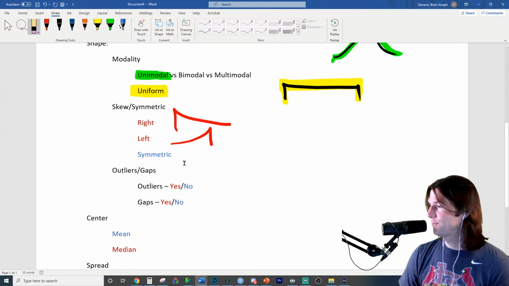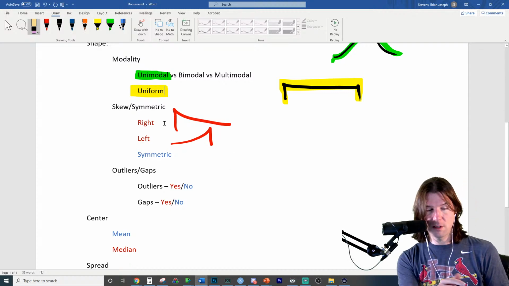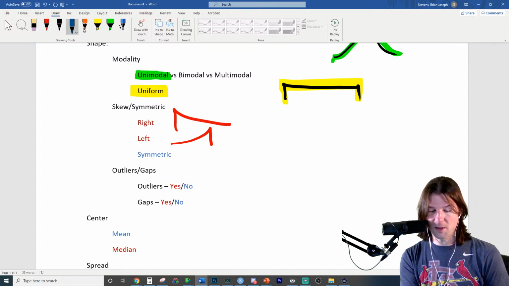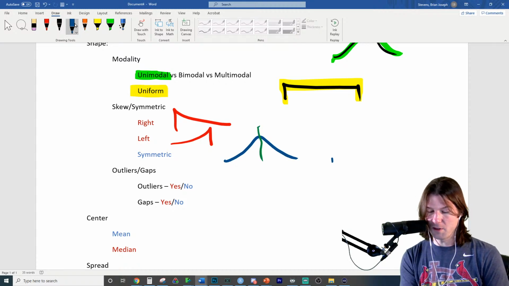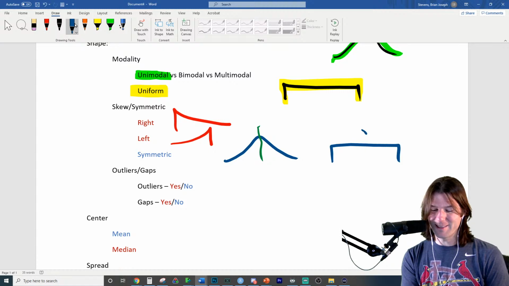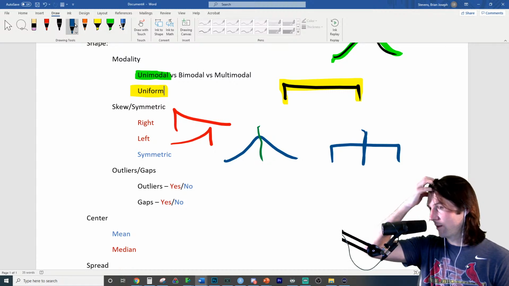Let's hop back here. Now that we know what skew is, symmetric is just the opposite of it, or it doesn't have any sort of real skew. This one up here is also symmetric. This whole computer is possessed. This is also a symmetric distribution, so this is also a symmetric distribution right here.